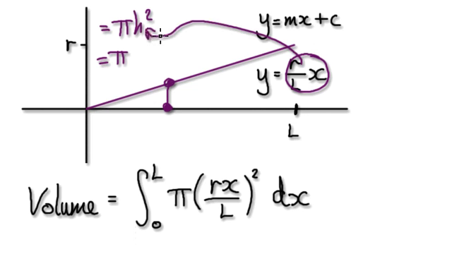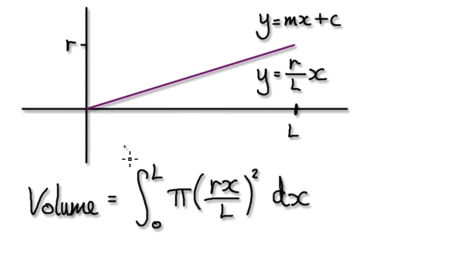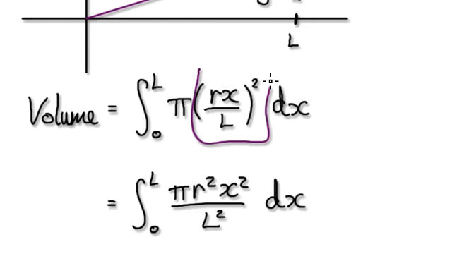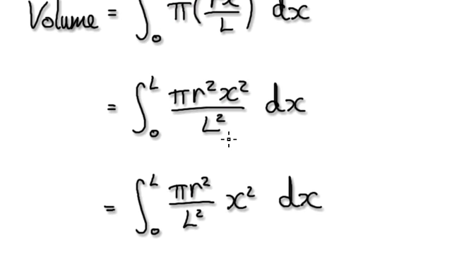So we get the height, and then we work out the area of the circle, which is given by this, and then we sweep it through from 0 all the way to capital L. So the volume is given by this. Now it's just a matter of squaring this. It's r x over capital L times itself, so that will be L squared on the bottom and r squared x squared on top. The pi gets multiplied to the top, so it becomes this.